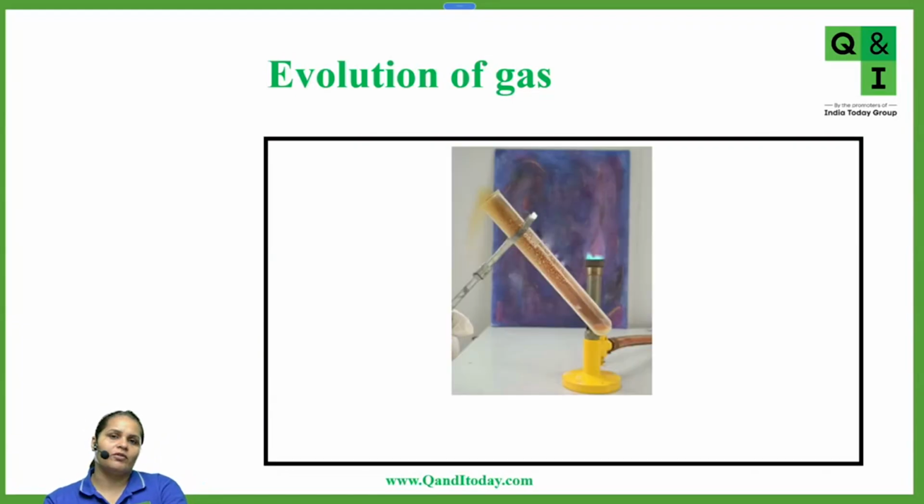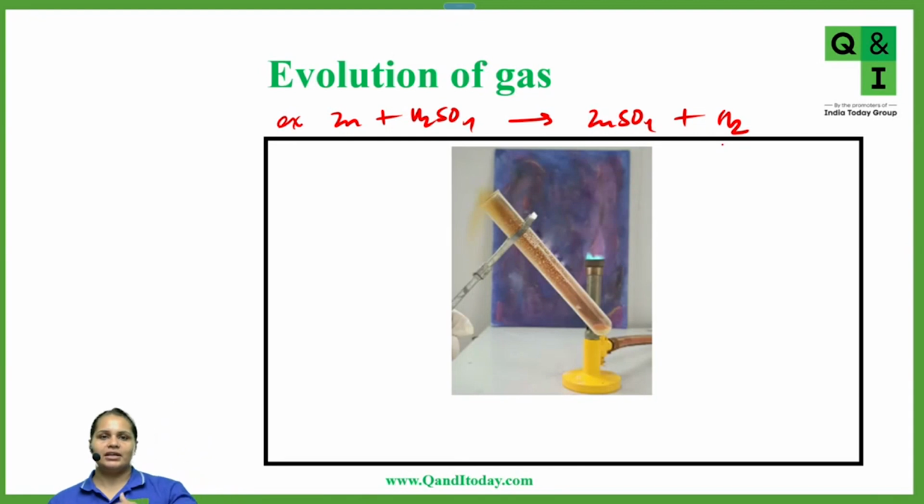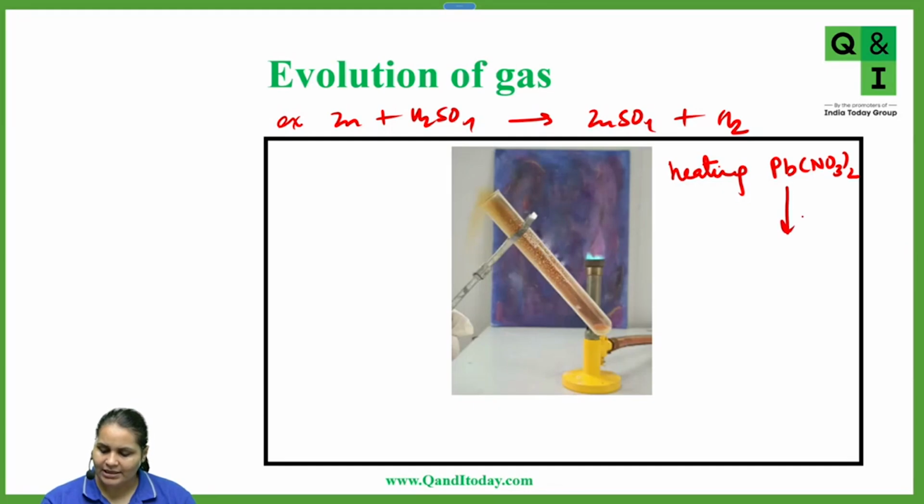Okay, now third is evolution of gas. So we just saw evolution of gas. One example was when we took zinc and added sulfuric acid, we saw hydrogen gas getting evolved, right? One more example where we started heating lead nitrate, that is Pb(NO3)2. When you heat lead nitrate, you get lead oxide, that is PbO, plus NO2 and O2.